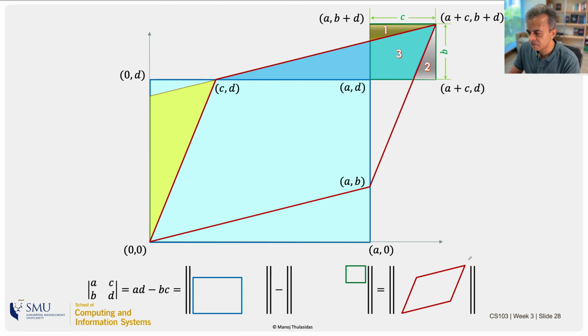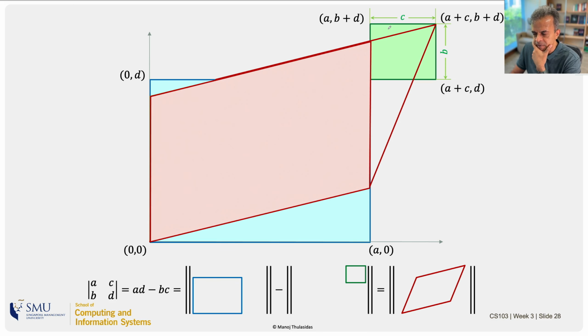Now what do I have in my green rectangle here? I have filled it up. So if I subtract away the green rectangle from the blue rectangle, what I will end up with will be the area of that parallelogram, but that's not the parallelogram that we're looking for.